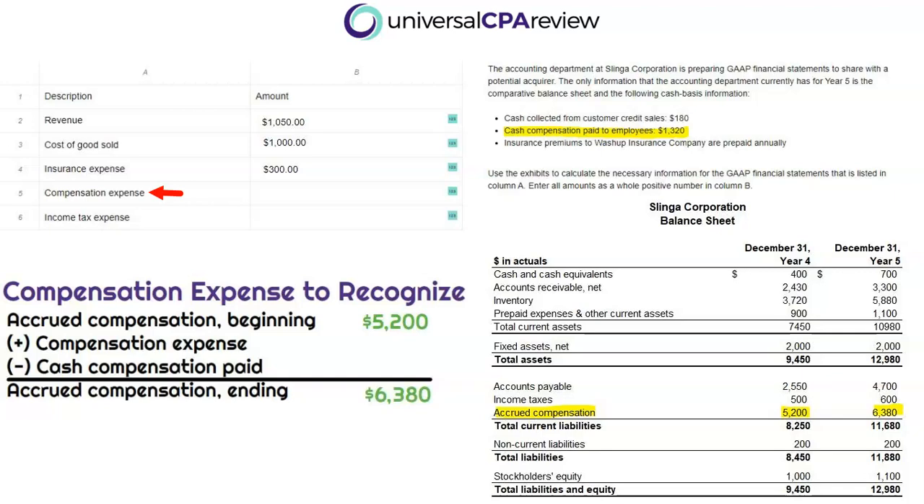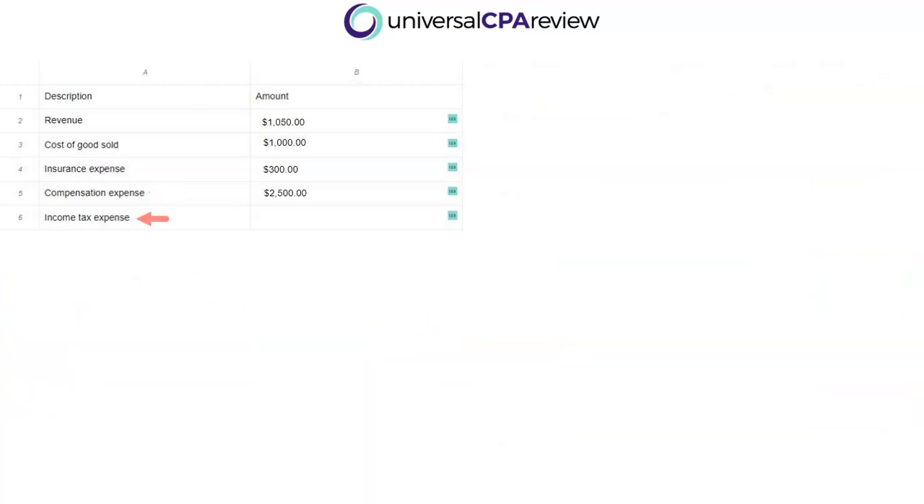So as you can see, if the beginning balance is 5,200, well, the plug is going to be compensation expense, right? Because that increases the accrual account when we recognize that. And then it only decreases when we actually pay that compensation in cash. So that's a negative 1,320, and that gets us down to 6,380. Well, the only amount of compensation expense that causes this roll forward to balance is going to be $2,500. So that means on an accrual basis, we would recognize compensation expense of $2,500. We are almost done here.